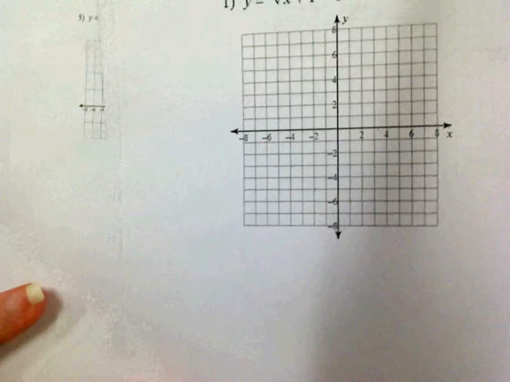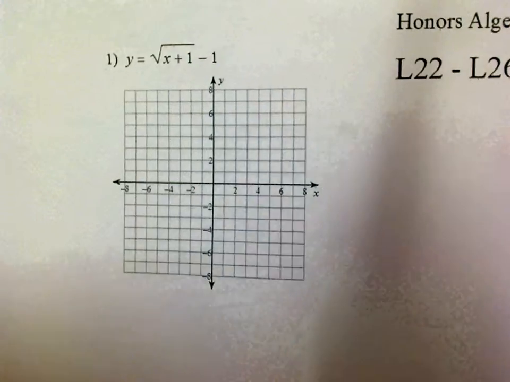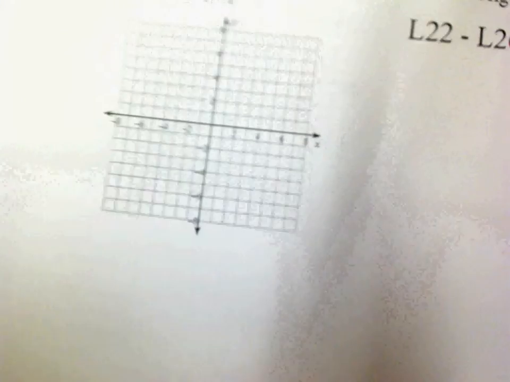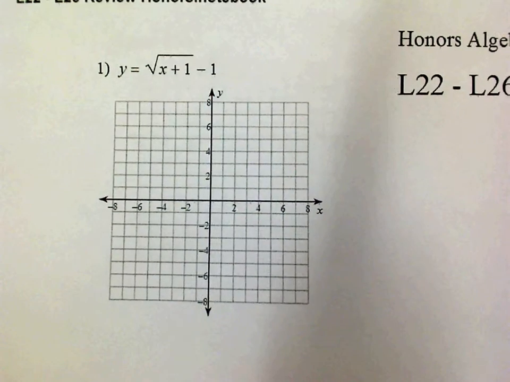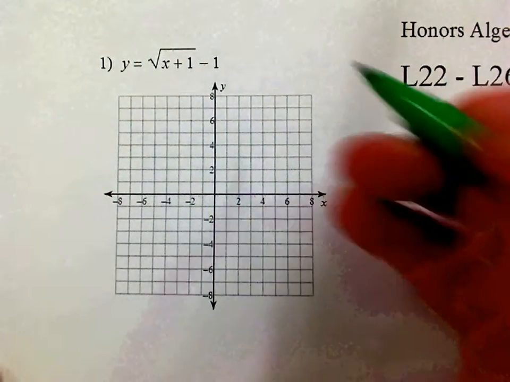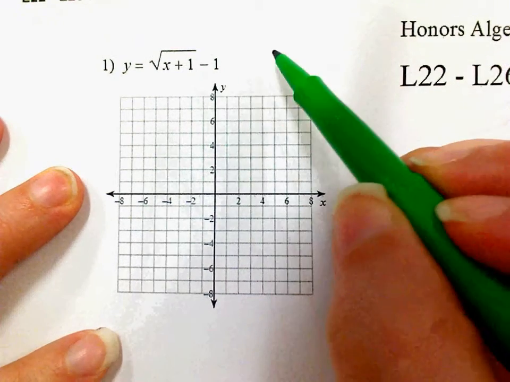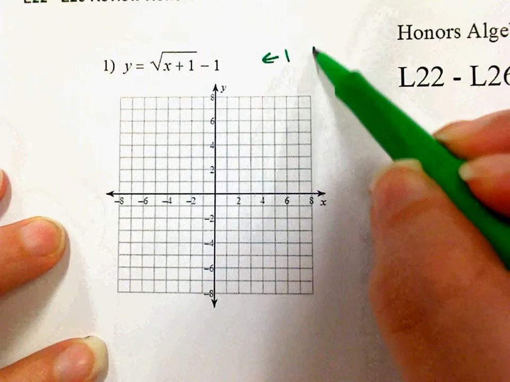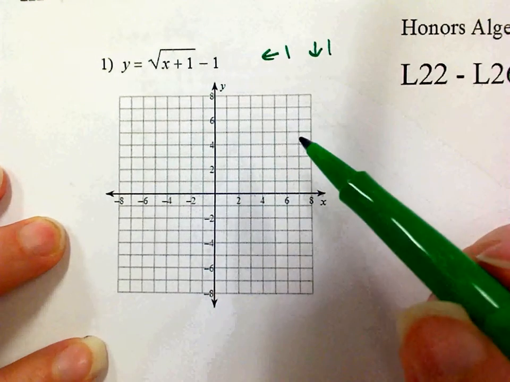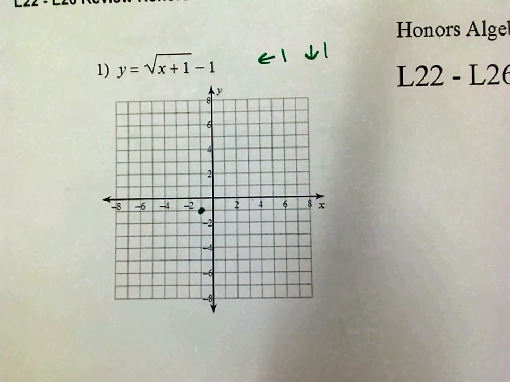Okay guys, so I'm just going to start going through this review, and we'll start off at the very beginning and I'll just go through one all the way through. So it says y equals the square root of x plus 1 minus 1. So adding 1 on the inside. So remember, inside is the opposite. So we go left 1, and then minus 1 on the outside means I'm going to go down 1. And that is my starting point. So I'm going to go left 1 and down 1 and plot my starting point.